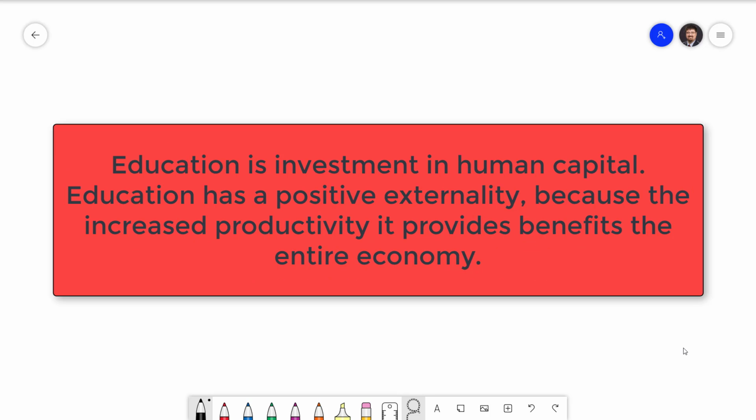We can think of education as investment in human capital. As we've discussed before, education has a positive externality. It does not only improve the earning potential for the person who is getting educated themselves, but educated people also improve the society they live in. One way they can do that is by becoming more productive.